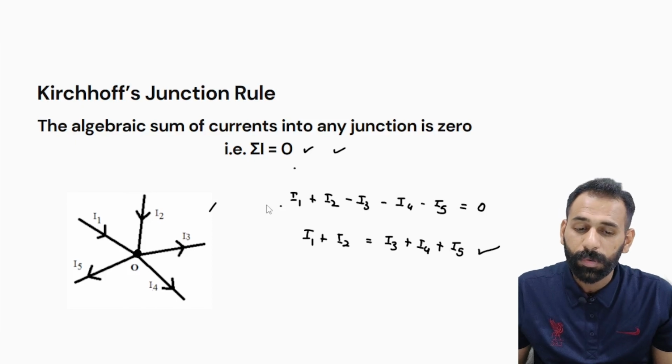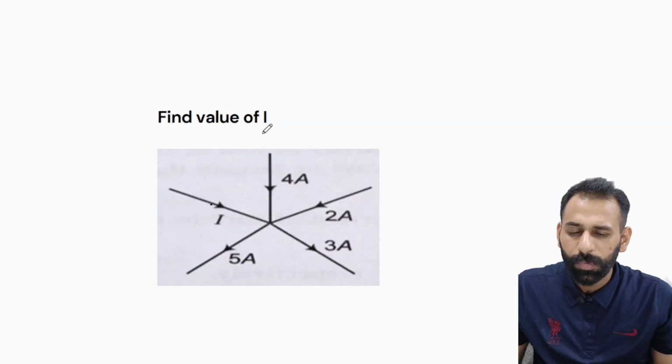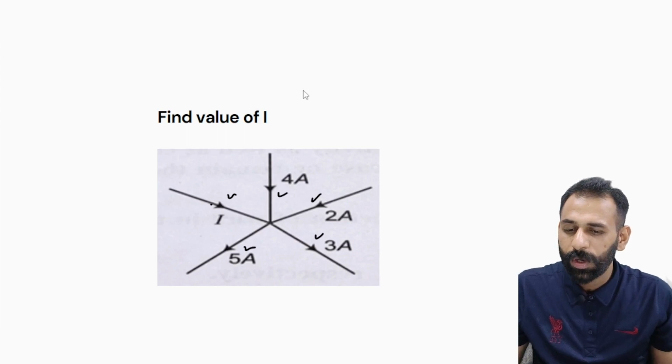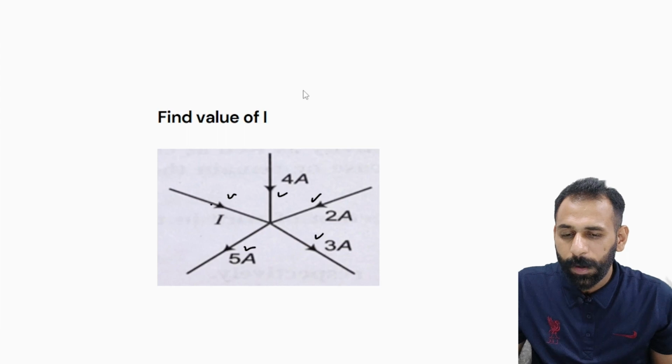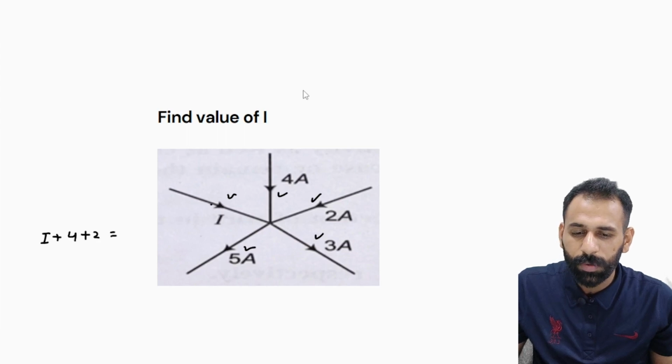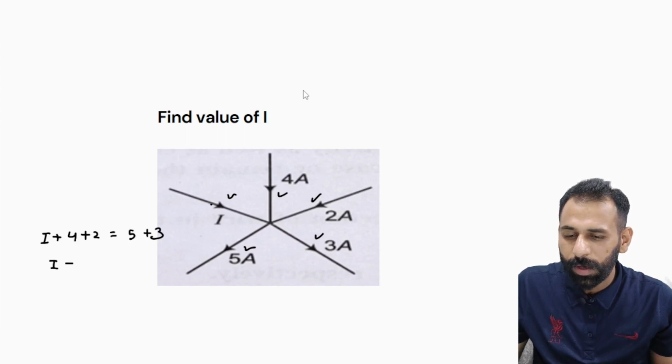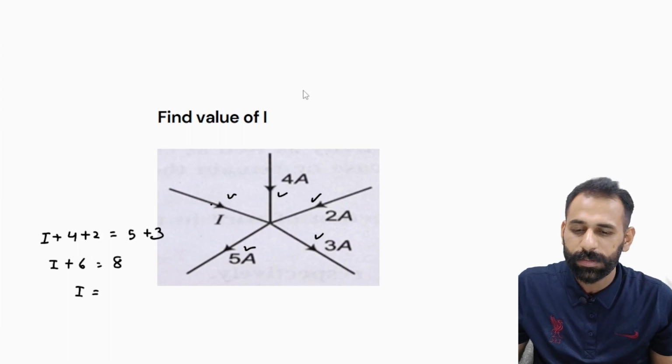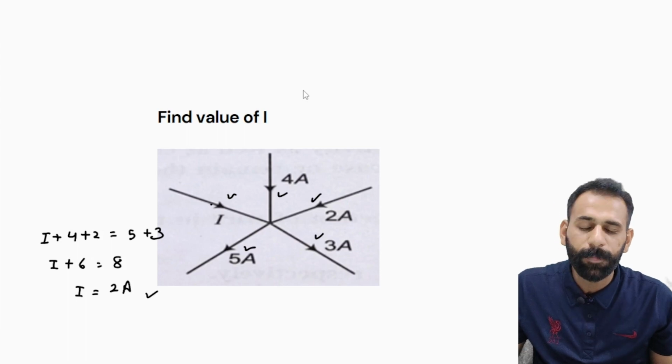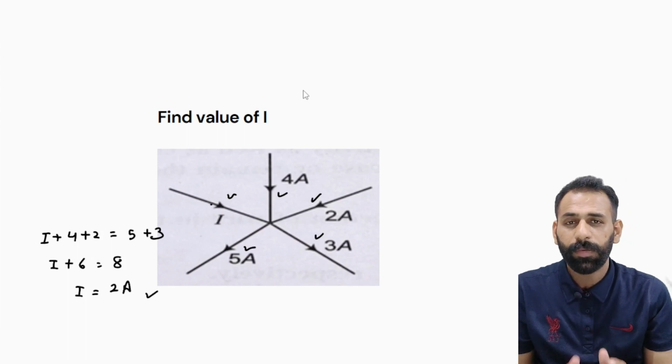Let me take an example related to this rule. We want to calculate the value of I. Here 3 currents are towards the junction and 2 currents are away from the junction. So we will use this law, the junction law. According to that, the sum of the currents entering, that is I plus 4 plus 2, will be equal to 5 plus 3. From here you get I plus 6 is equal to 8, and the value of I will be 2 ampere. So we can easily calculate the values of I in given electrical circuits.